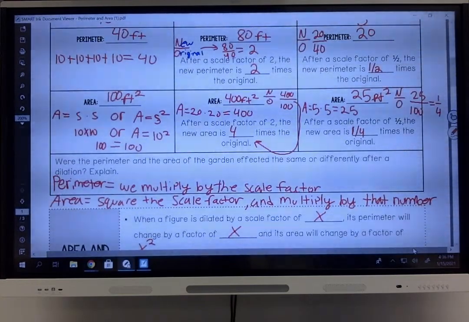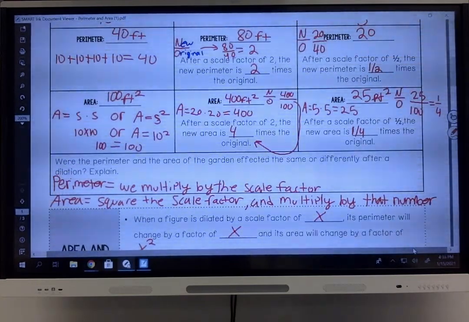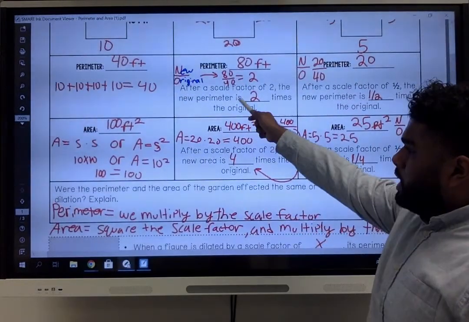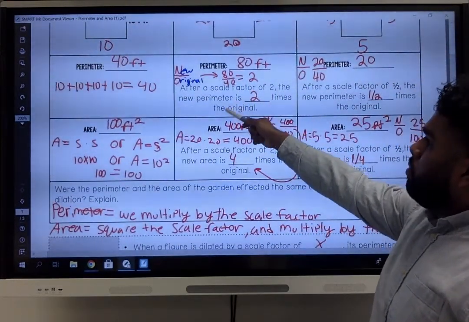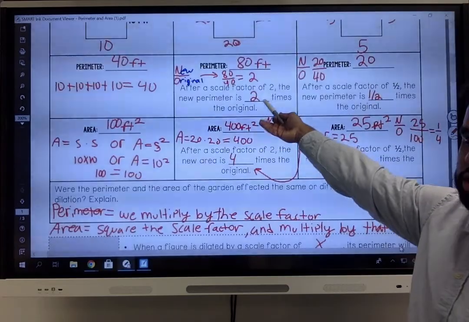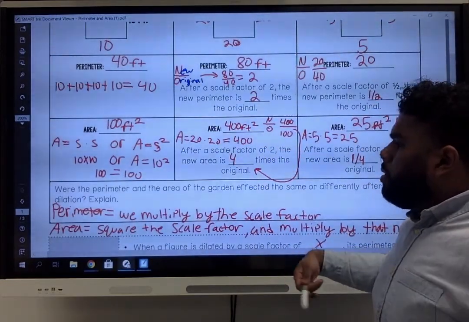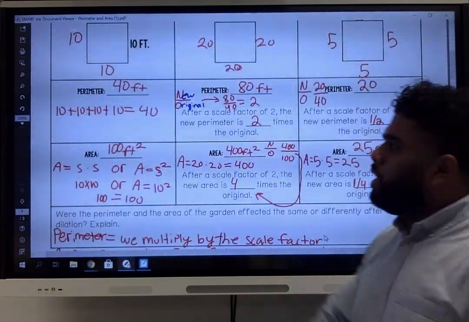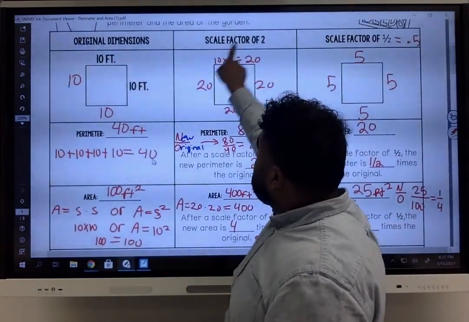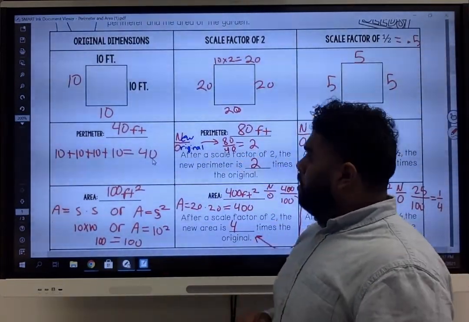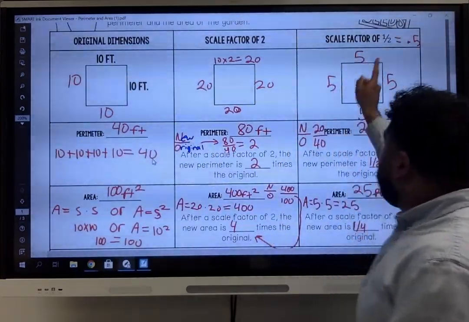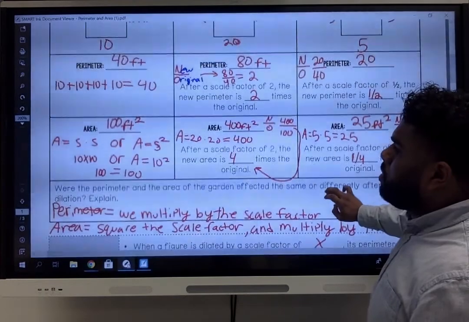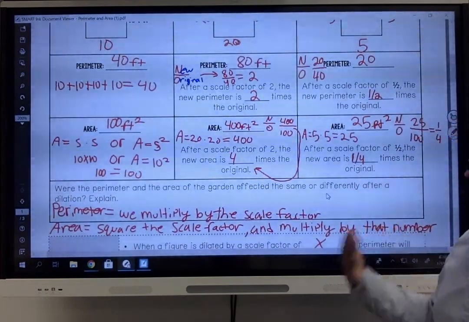So, when I ask, were the perimeter and the area of the garden affected the same or differently after dilation? Explain. Well, for the perimeter, we found that the new perimeter is blank, or in this case 2, times the original. The perimeter, you just multiply by the scale factor, right? We multiplied 40 times 2 to get 80. We multiplied 40 by 0.5 to get 20. Okay? So whenever we're looking for the perimeter, you're multiplying by the scale factor.